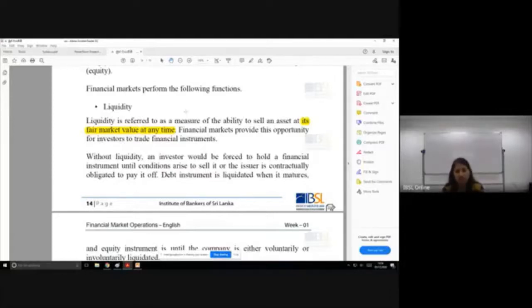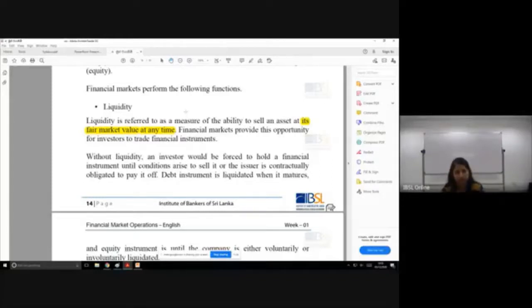Financial markets, what do they do? They allow the buyer and the seller to meet. So there can be several buyers and several sellers. So that itself gives you the liquidity for an asset. It allows the investor to trade easily. If you don't have liquidity, you're forced to sell at a lower price than the market value or wait till a proper buyer comes.